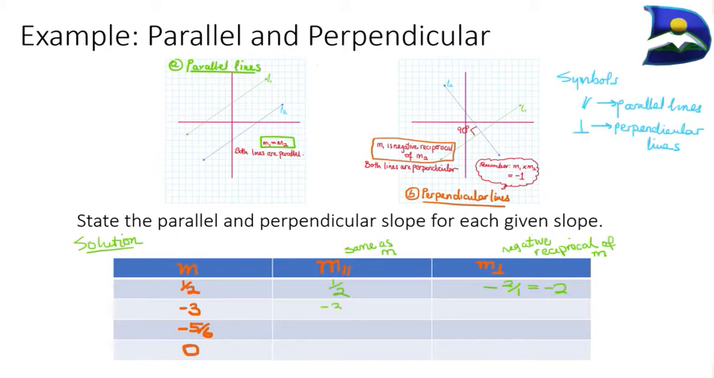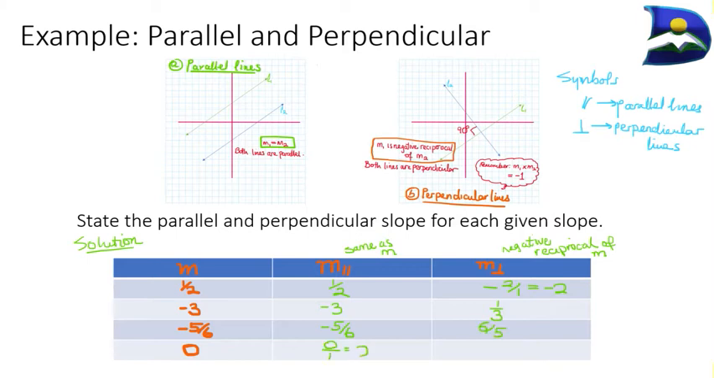And if you do the same thing for the next one, if it's -3 for m, the parallel line will have a slope of -3, and the perpendicular slope of that line will be the negative reciprocal, which in this case is going to be 1/3, positive. So that is it for that. And in here we have the parallel slope to be -5/6. If we do the negative reciprocal of that to determine the perpendicular slope, we're going to have +6/5, because you're going from negative to positive.